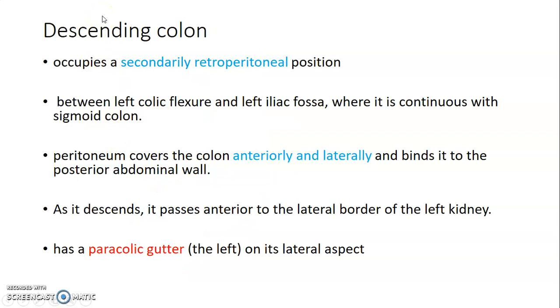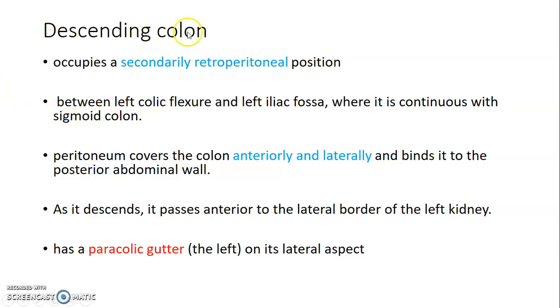This occupies a secondarily retroperitoneal position. Descending colon is retroperitoneal, behind the peritoneum, and it's found between the left colic flexure or the splenic flexure, extends to the left iliac fossa, and there it continues as sigmoid colon.